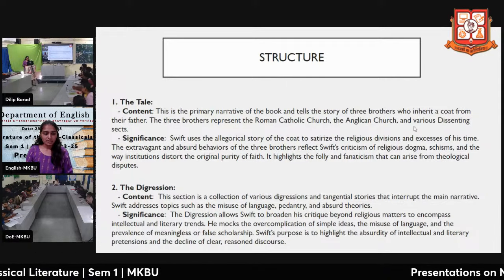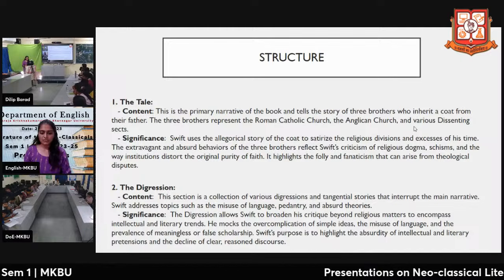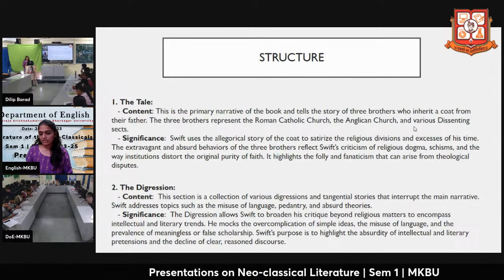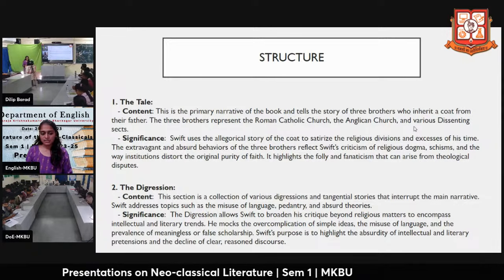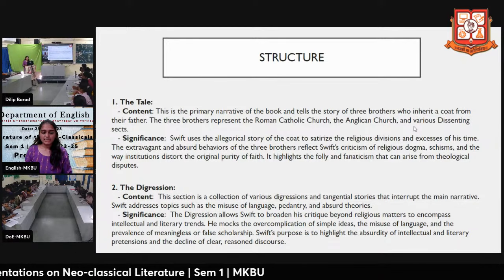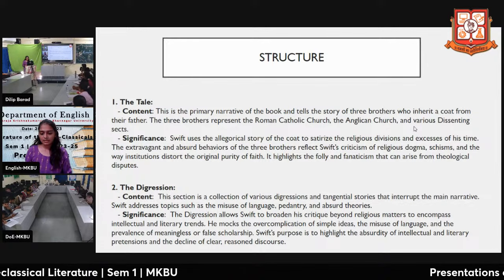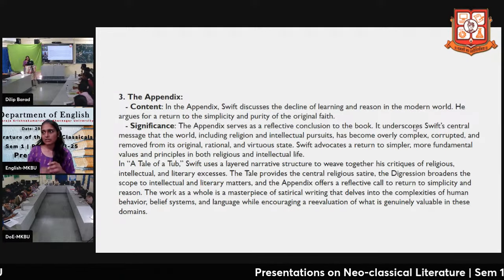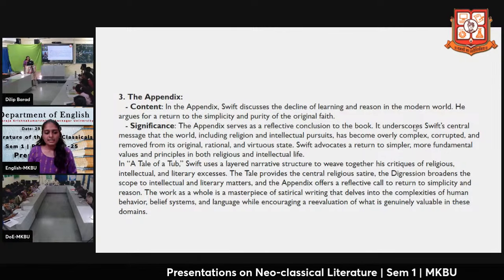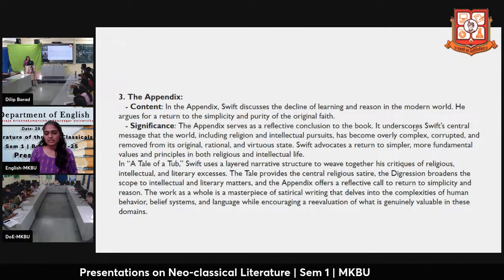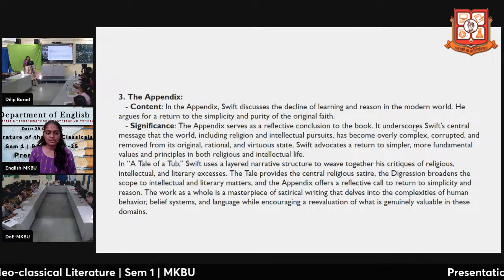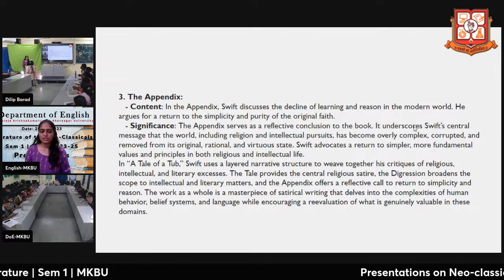The digressions. This section is a collection of various digressions and tangential stories that interrupt the main narrative. Swift addresses topics such as the misuse of language, pedantry, and absurd theories. The appendix. It's like a conclusion of the whole book. In the appendix, Swift discusses the decline of learning and reason in the modern world. He argues for a return to the simplicity and purity of the original faith.